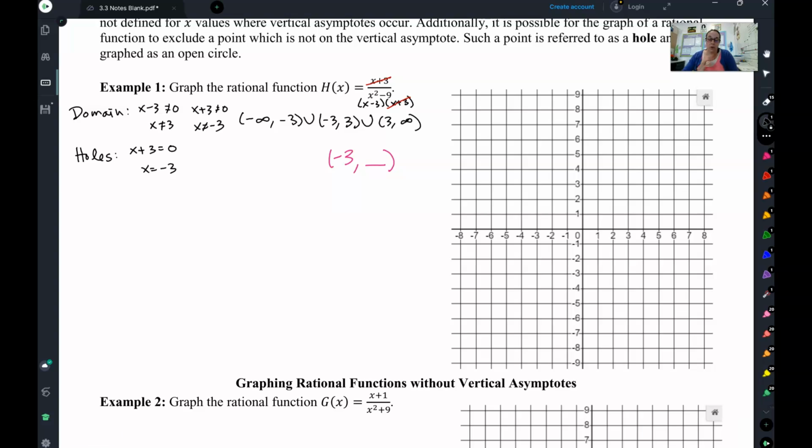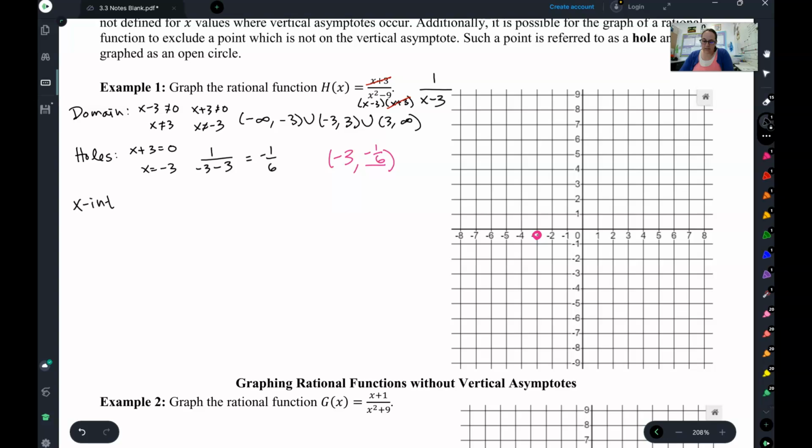To find the y value, I'm going to plug that x value into the simplified equation, the equation that's left. So if I look right here, what's left, I have a 1 on top and an x minus 3 on bottom. That's the equation that's left. So I'm going to plug negative 3 into this equation. And that gives me negative 1/6. And that is the y value of our hole. So we come over here at negative 3, negative 1/6, and graph an open circle, and that's how we graph a hole. Now let's continue graphing this equation.